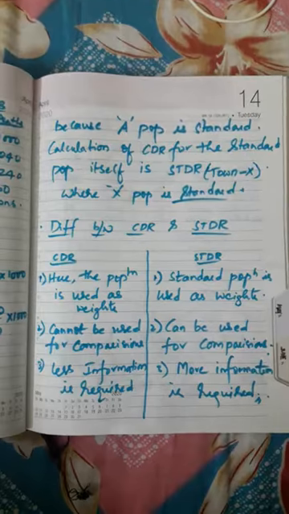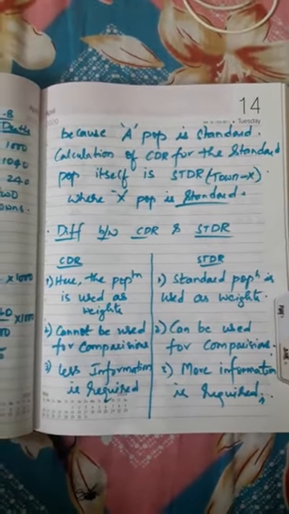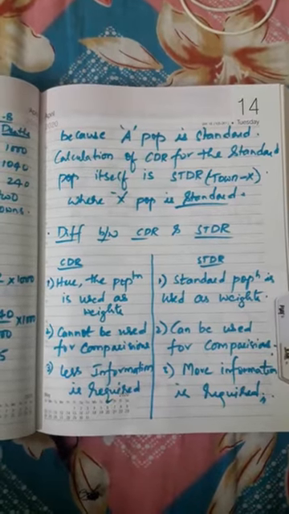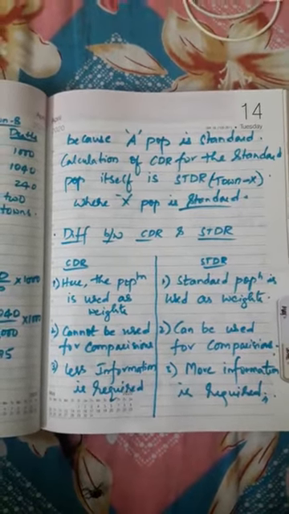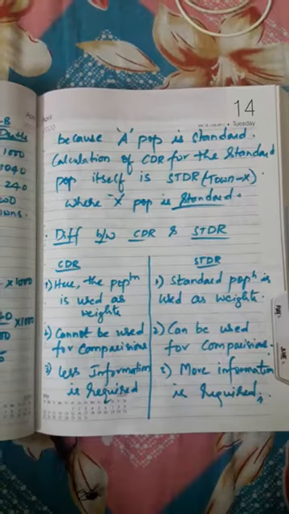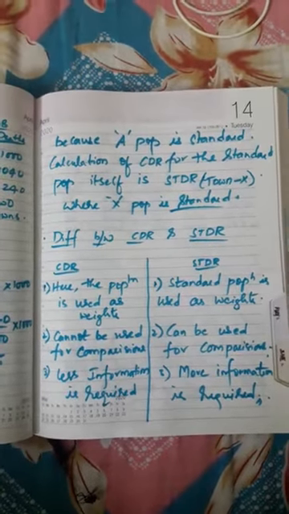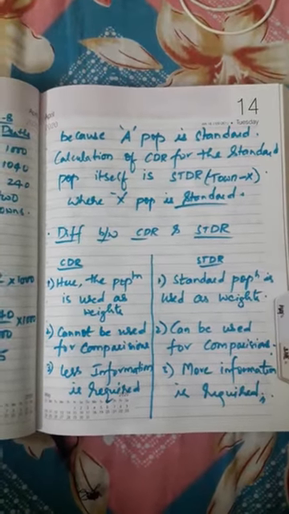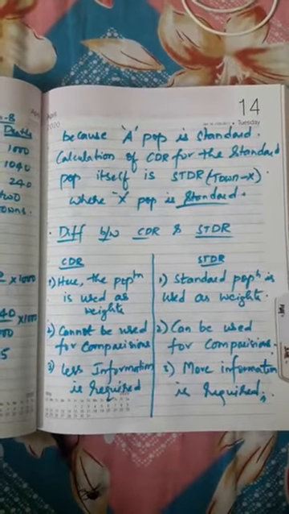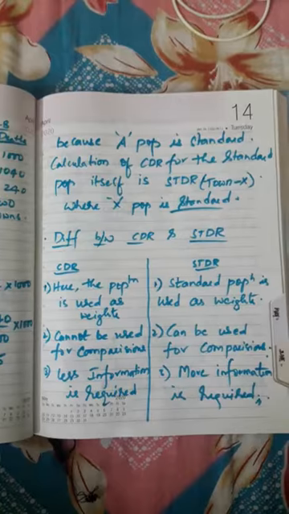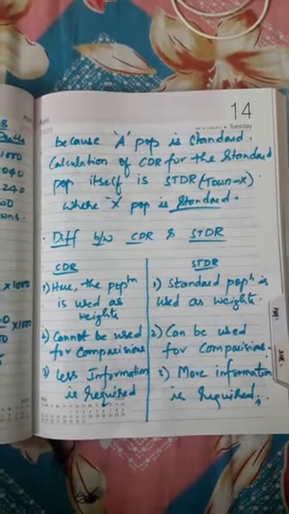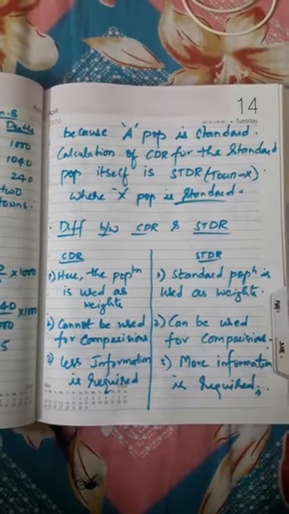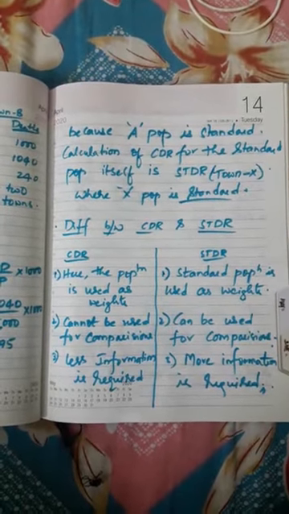But in STDR, among n number of populations, we have to decide the standard population. So standard population is used as weights. Here in CDR the whole total population is used as weights, but in STDR a particular town's standard population or a separate standard population we are considering as weights. So that is the first difference between CDR and STDR.